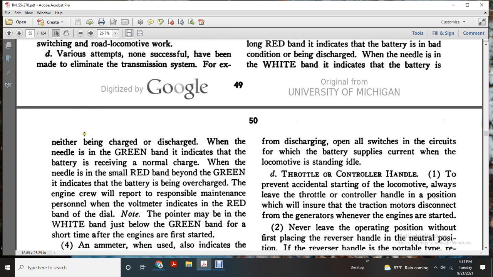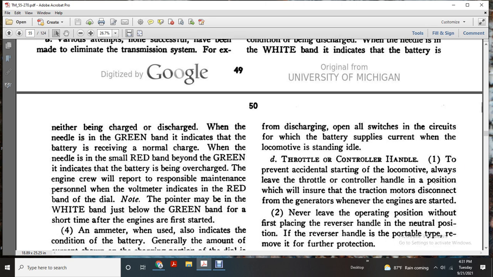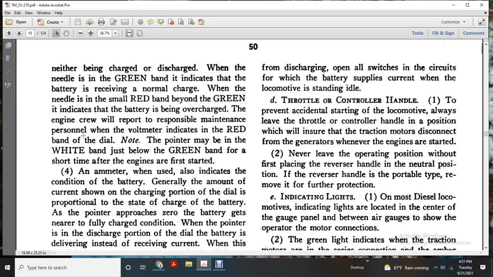Note that the pointer may be in the white band just below the green band for a short time before the engines are first started. The ammeter is an indicator of the condition of the battery. Generally, the amount of current shown in the charging portion of the dial reflects a proportional state of charge of the battery.